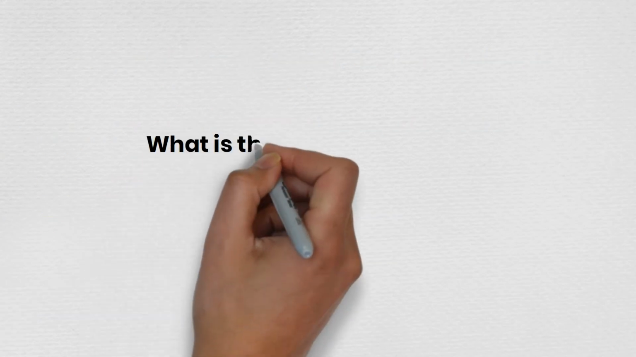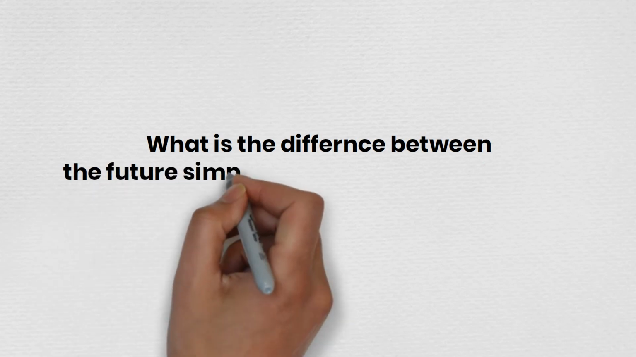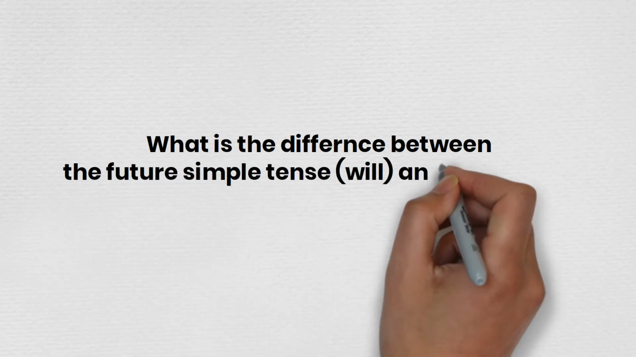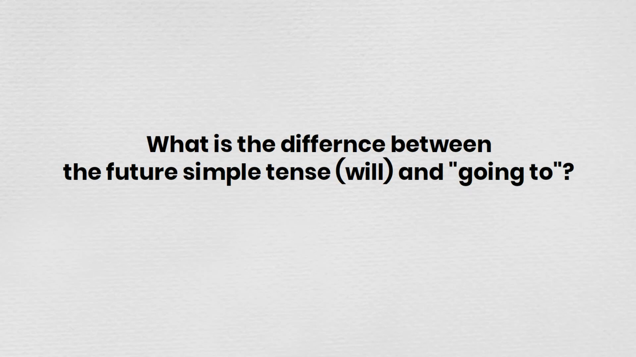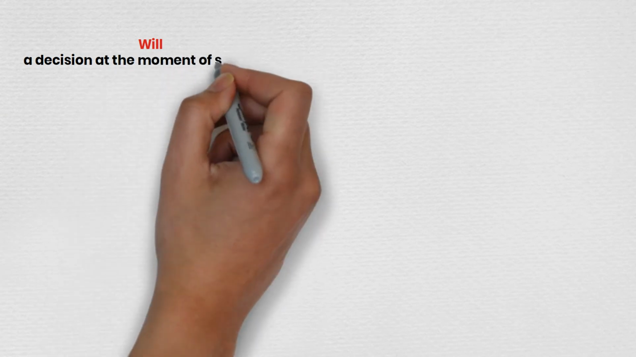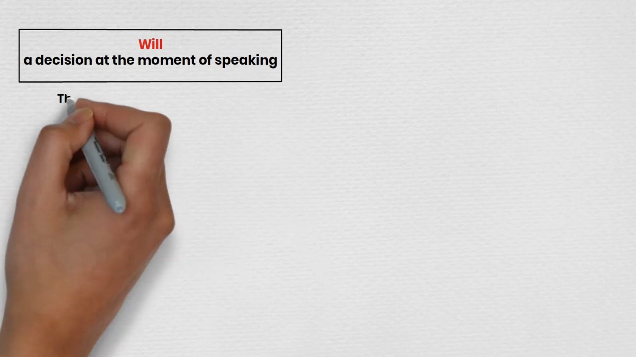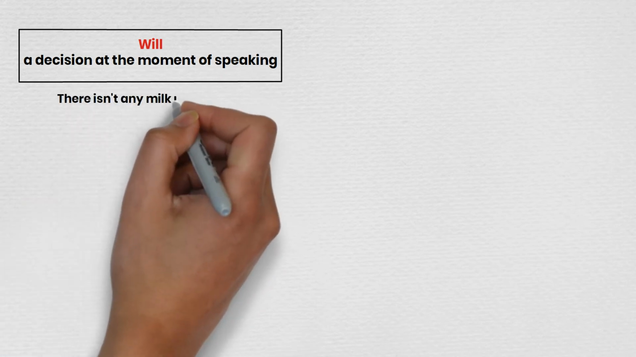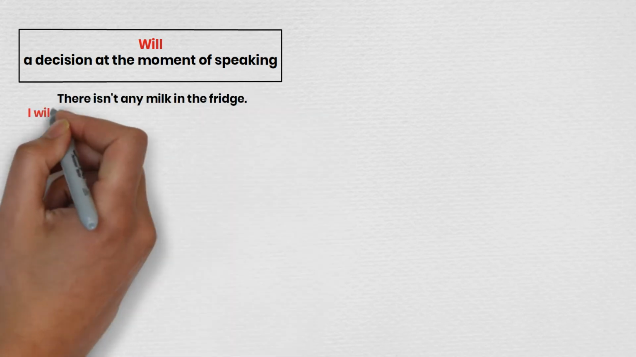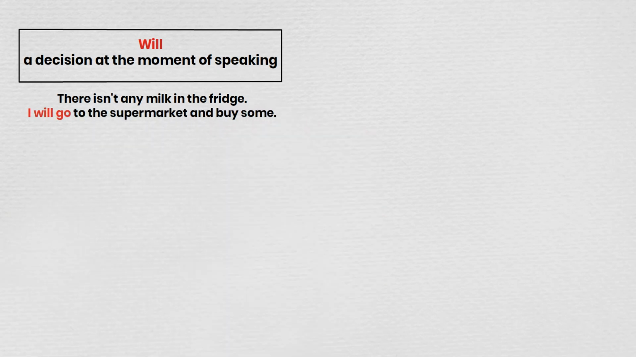What is the difference between the future simple tense and going to? We use will for decisions at the moment of speaking. There isn't any milk in the fridge. I will go to the supermarket and buy some.